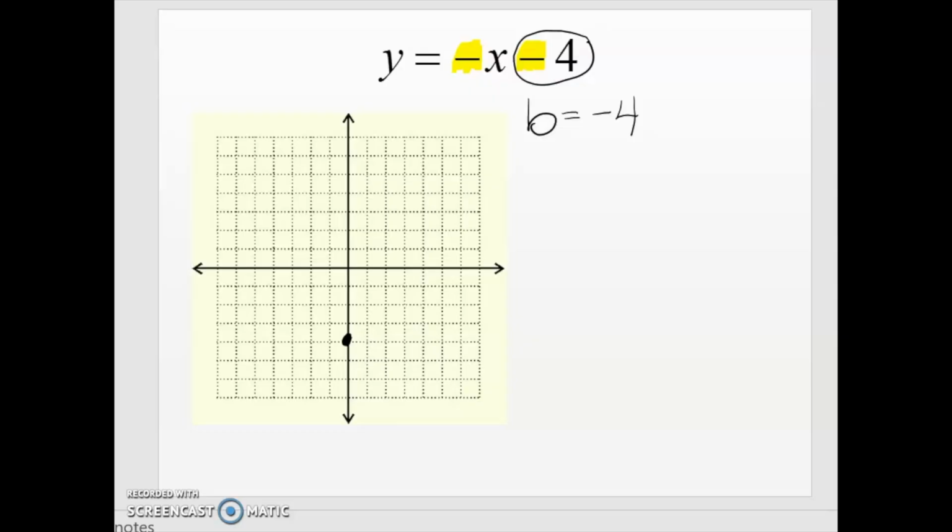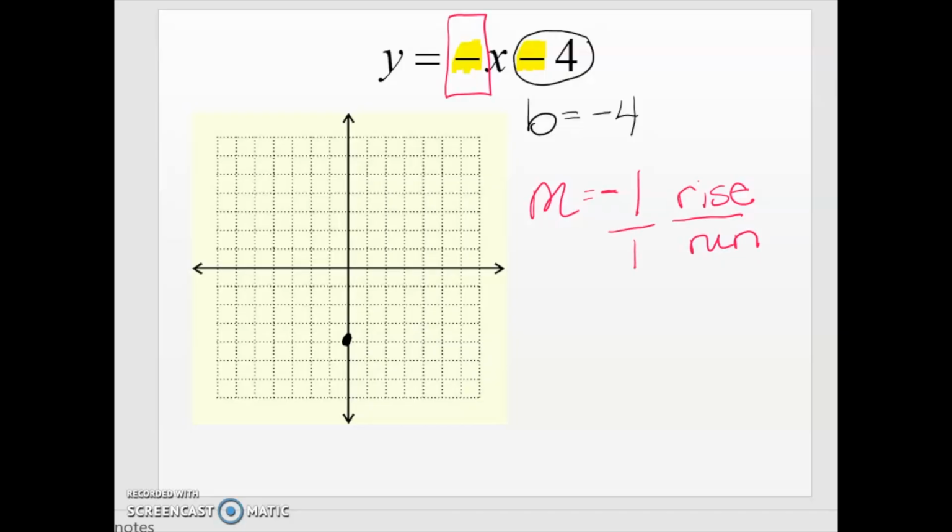Then, some people sometimes get confused with our slope, right? Because we don't see a coefficient. So what is our slope? Well, if there's no coefficient, that means it's a 1. But we have a negative, so now we know it's a -1. So we have our rise over run. Again, we make any number, positive or negative, into a fraction by putting it over 1.